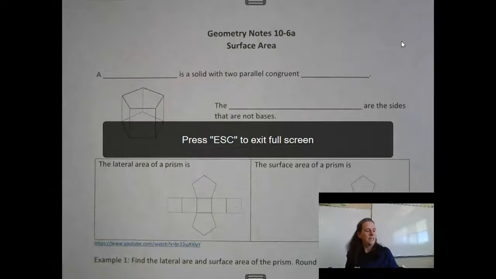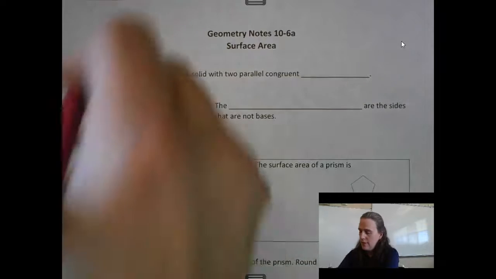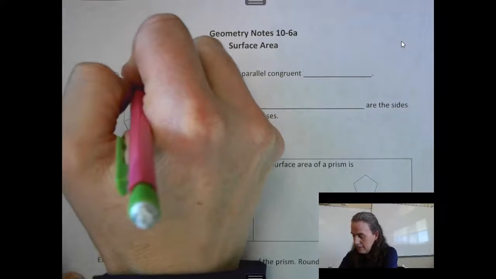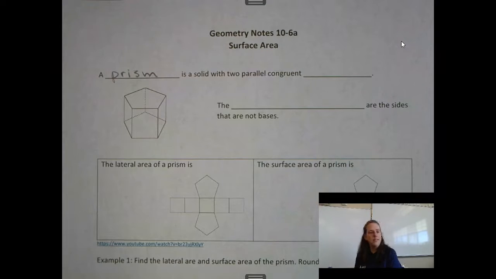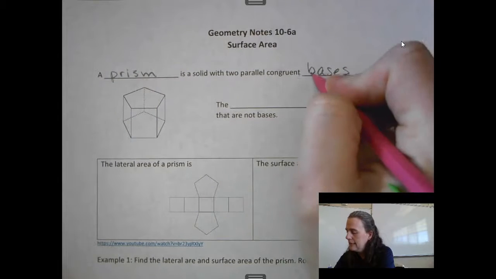Okay, let's start working on surface area. This is the first part of chapter 10, section 6. So we're going to look at a prism first. A prism is a solid with two parallel congruent bases.